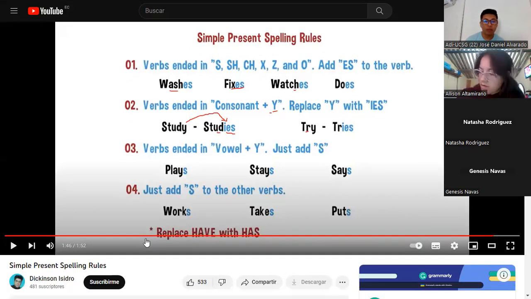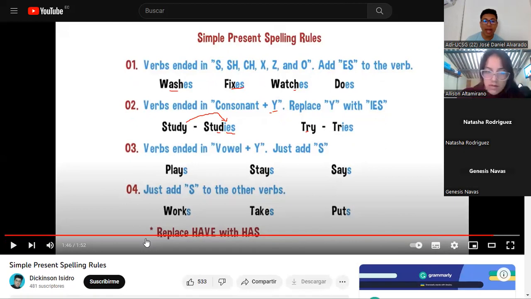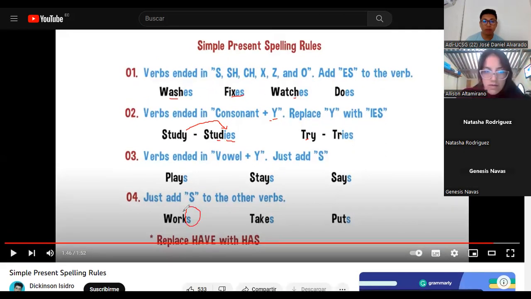Okay, guys, so remember that the general rule is to add S at the end of the verb. For example, work becomes works, take becomes takes, or put becomes puts. And remember that the verb have, the third person, is has.